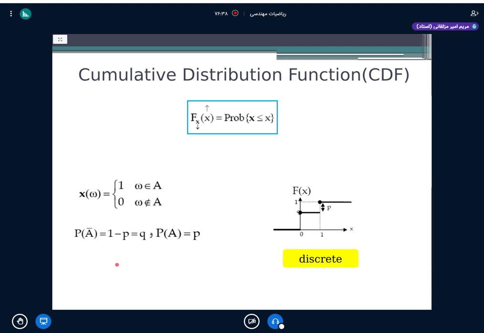Okay, suppose that we have a random variable X that takes the values 1 and 0, 1 with the probability of P and 0 with the probability of Q. Here, we have the CDF function of this discrete random variable. But why is the CDF in this form? Please pay attention. The CDF function for negative values is equal to 0. Why? Because the random variable takes the values 0 and 1, and it doesn't take negative values.